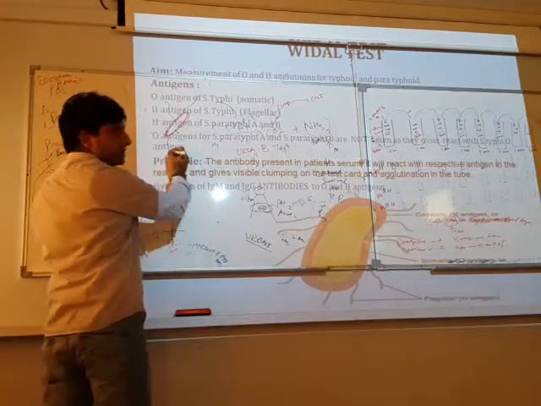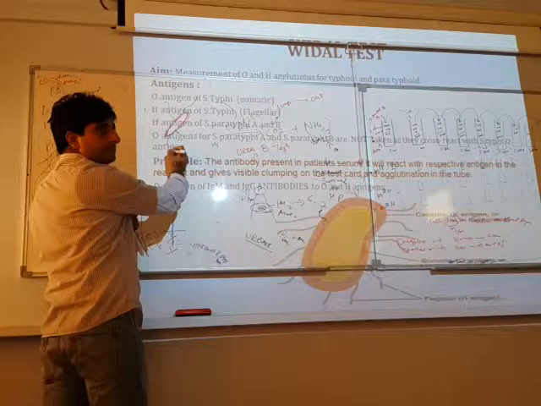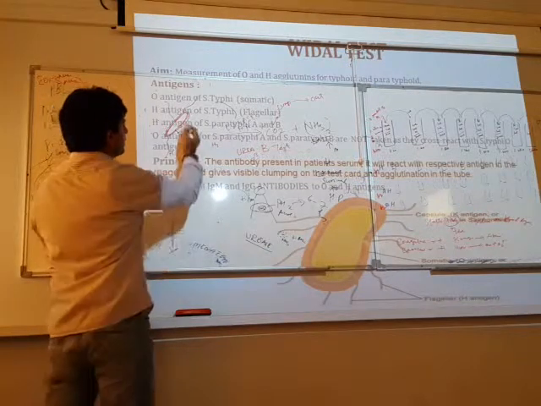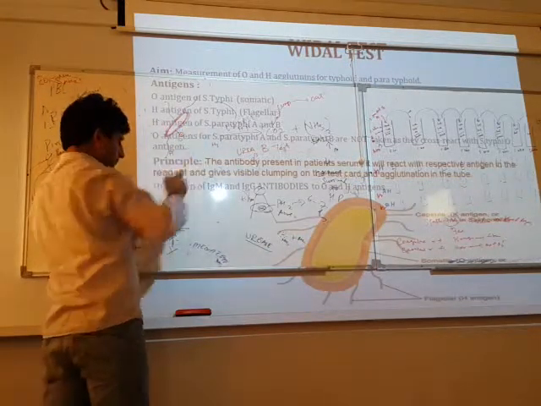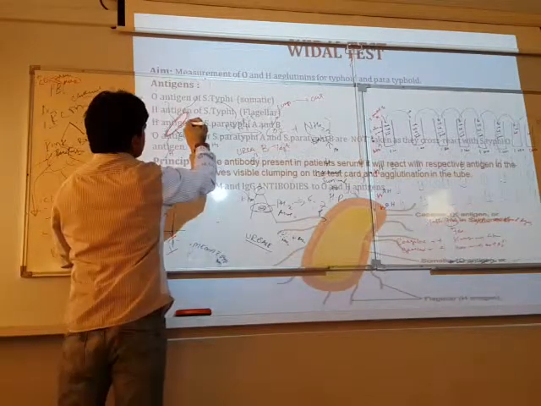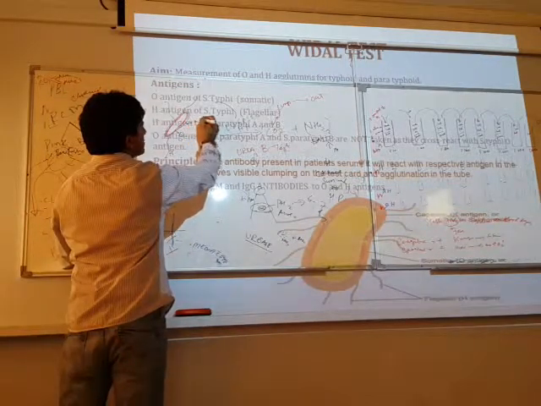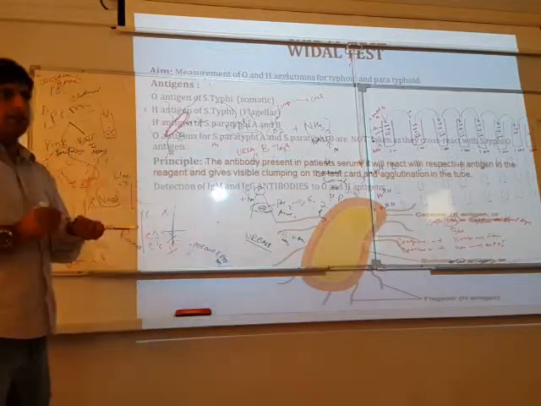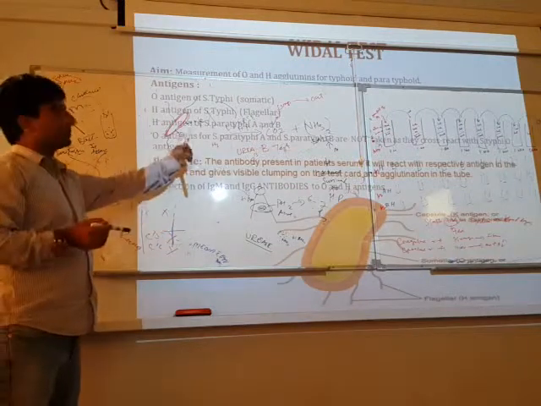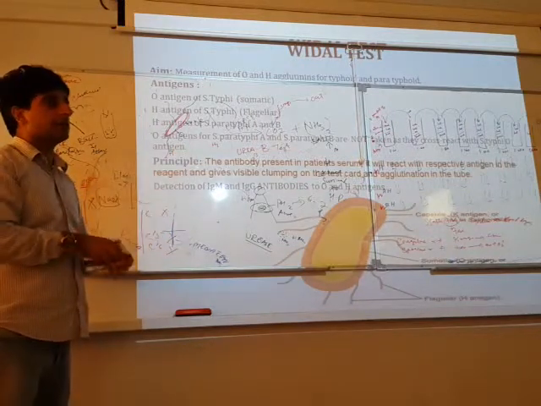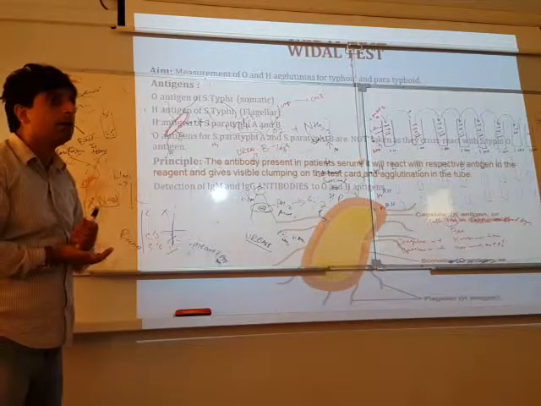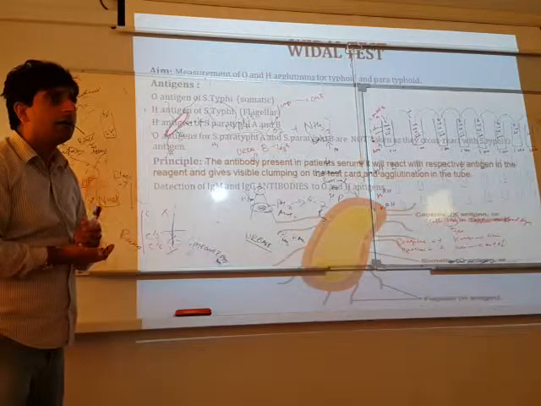Here, which antigen is the flagella? H, very good. And this one? O. And this capsule? It is called Vi or K antigen. Forget about this. You had a lecture. Why is Vi not considered in the test? Because a lot of bacteria have this one.